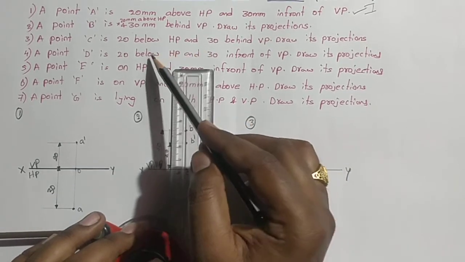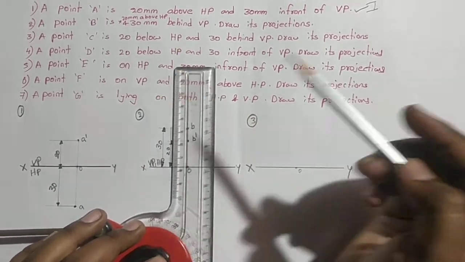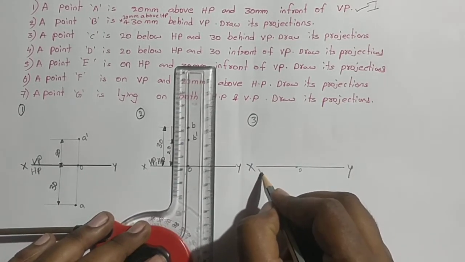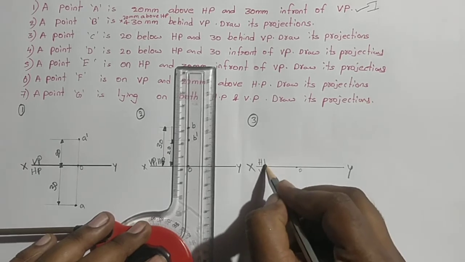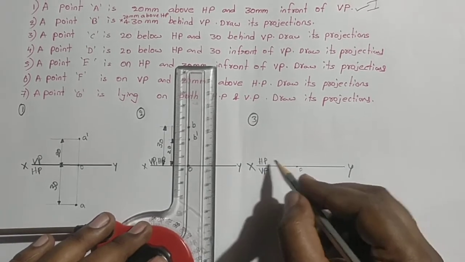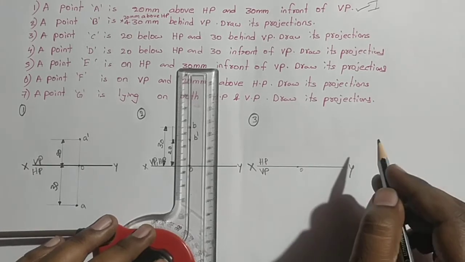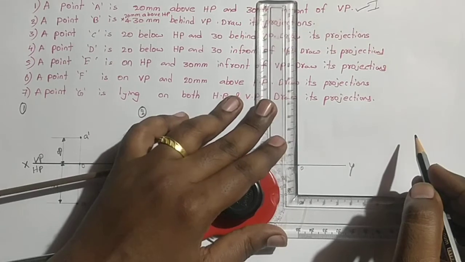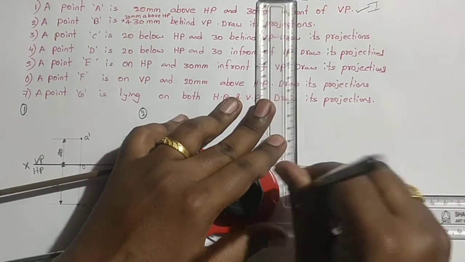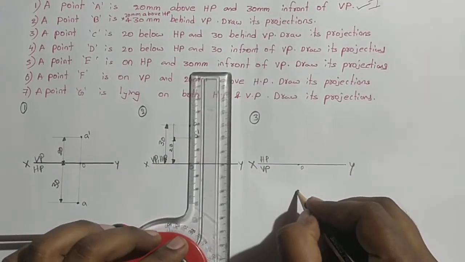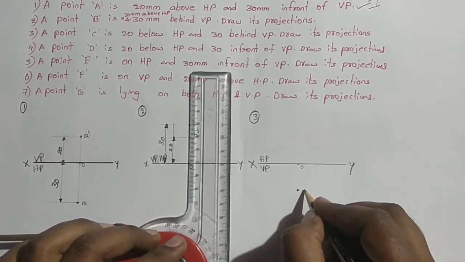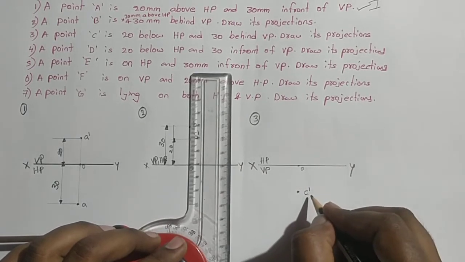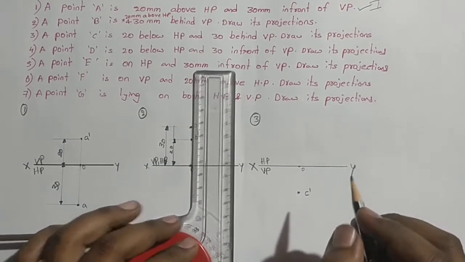First we need to draw the below HP. It is the front view. Front view always comes under the vertical plane. For the third quadrant, below XY is VP, above XY is HP. So in the vertical plane we will get the front view, in the horizontal plane we will get the top view. Below HP, from this point we need to locate 20 mm distance. It is the front view. It is denoted by capital C, so you need to give C dash. It is the front view.